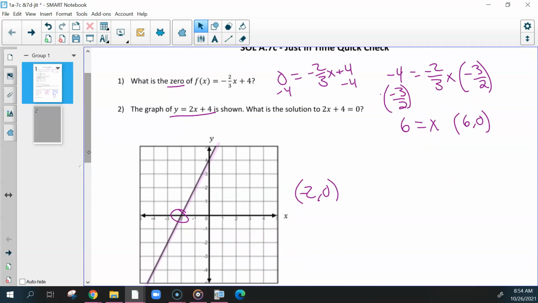For number 2, it shows you the graph. Solution is another word for x-intercept. So you just had to find what your x-intercept was, and that was at this point right here, (-2, 0).